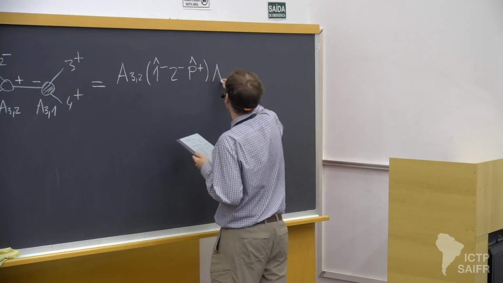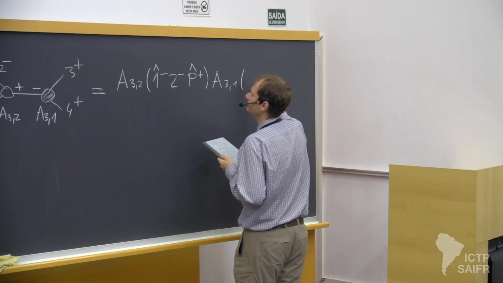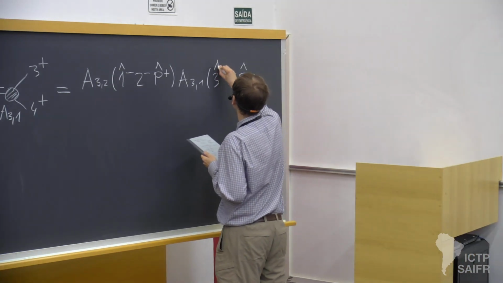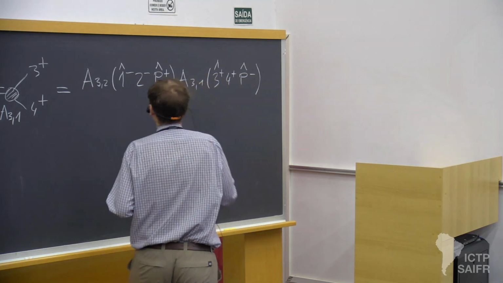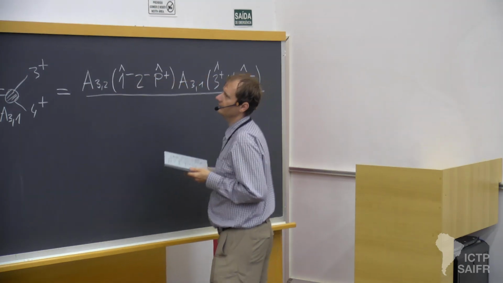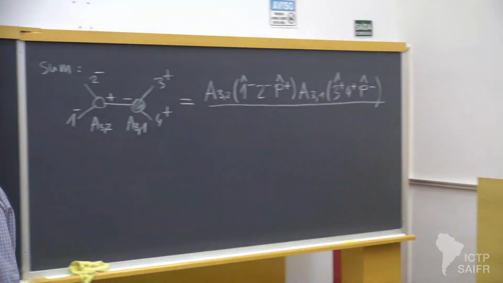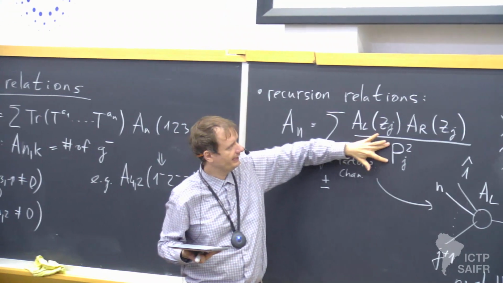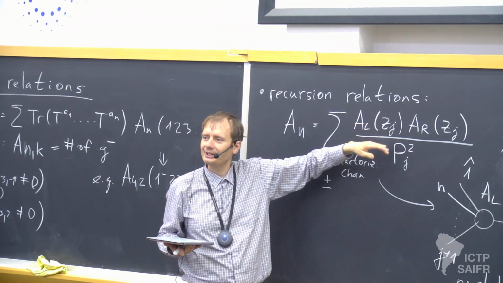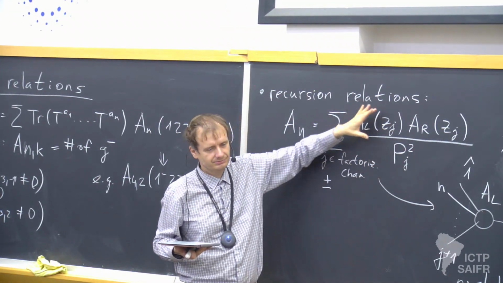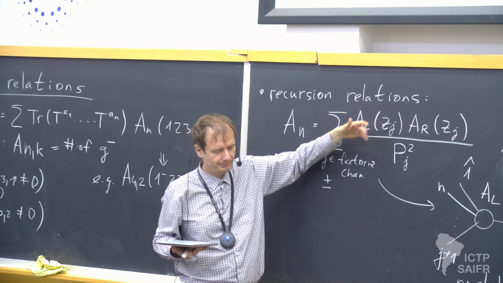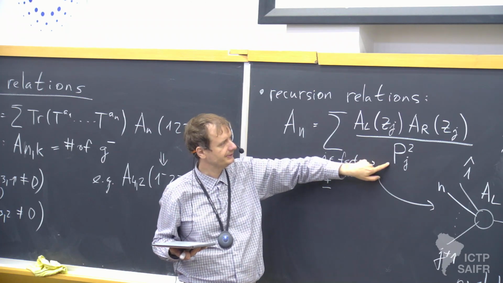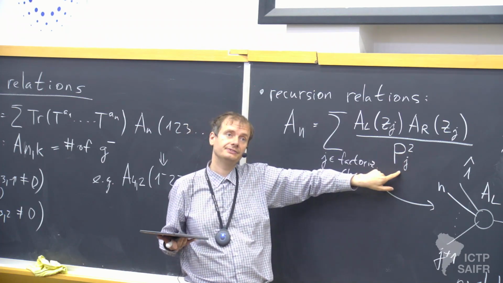Plus, and A31 with 3 plus, 4 plus, P minus. Shifted, shifted. And then we have to divide by the P square. Unshifted. Okay, so that's something I didn't emphasize here. That here, the Jacobian, it was this small homework I gave you to do properly this derivation with Jacobians, and you will find that the final Jacobian is 1 over P square. Now this P square is the unshifted one.